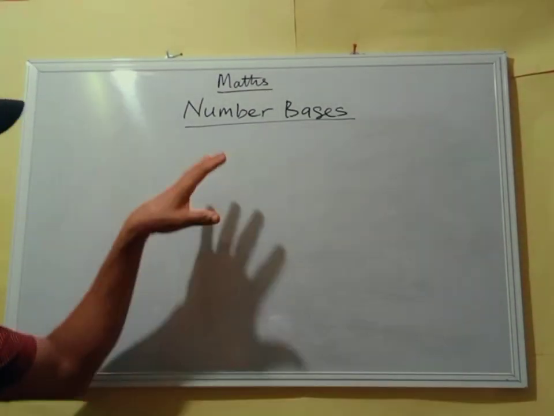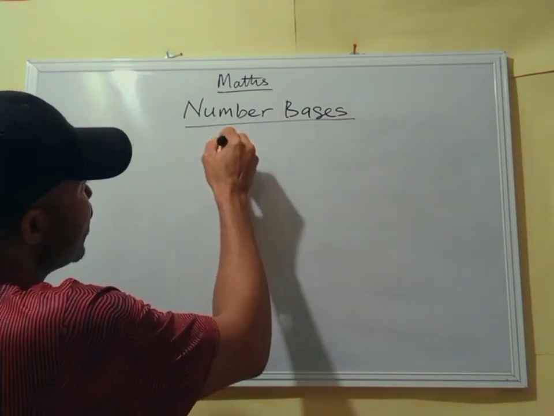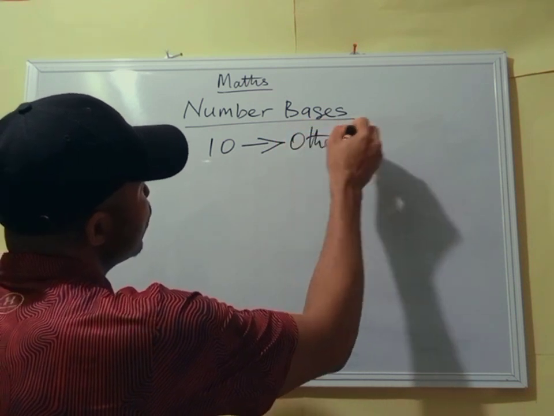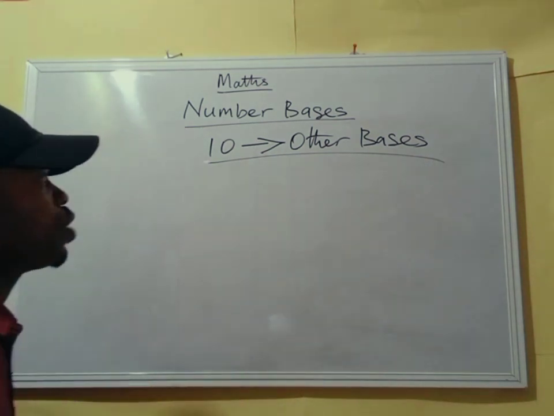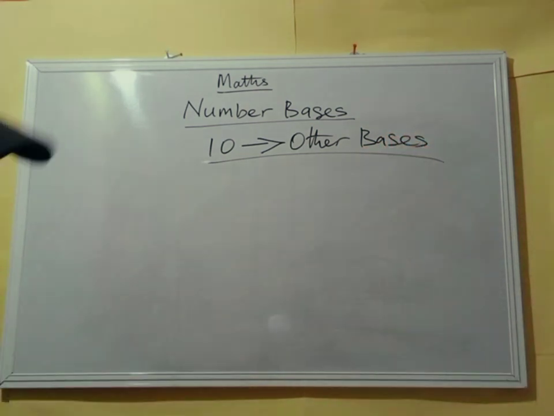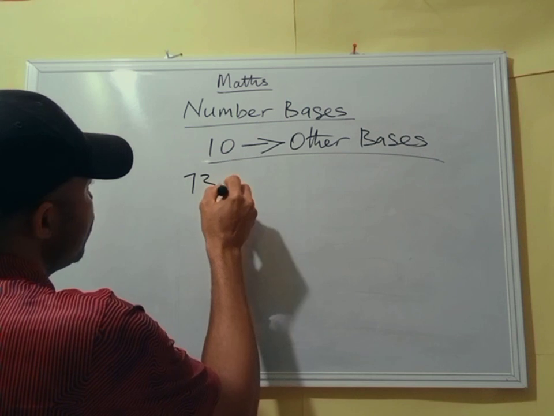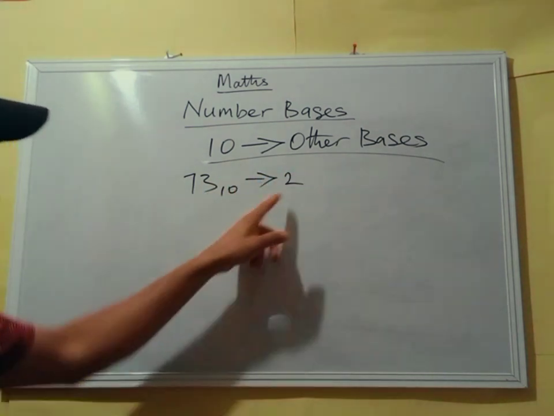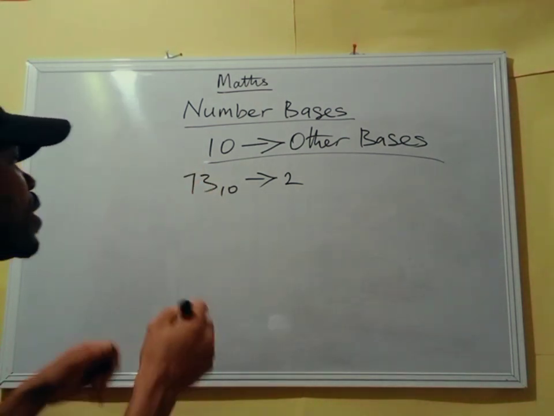Alright, the subheading I want us to look at now under number bases is converting from base 10 to other bases. I just want to write it in short like that. To convert any number in base 10 to other bases, what we do is the table method. So an example is if you have 73 base 10 and you are asked to convert it to base 2, which is called the binary. For example, the method is the table method, and this is the table method.